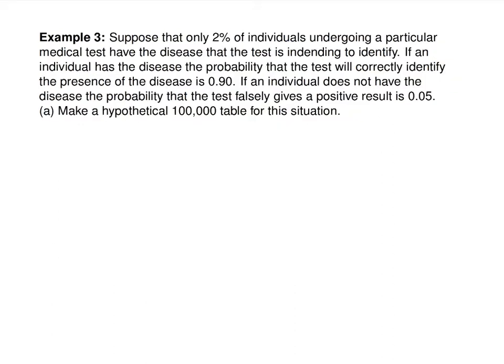All right. Suppose that only 2% of individuals undergoing a particular medical test have the disease the test is intending to identify. If an individual has the disease, the chances the test will find it correctly is 0.9, and if an individual does not have the disease, the probability the test falsely gives a positive result is 0.05. We're going to make a hypothetical 100,000 table for the situation, and we can also make a tree for those of you that like that better.